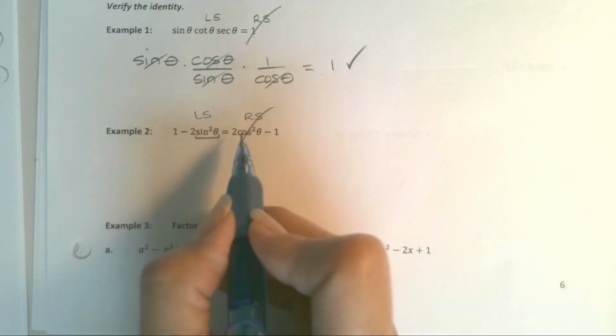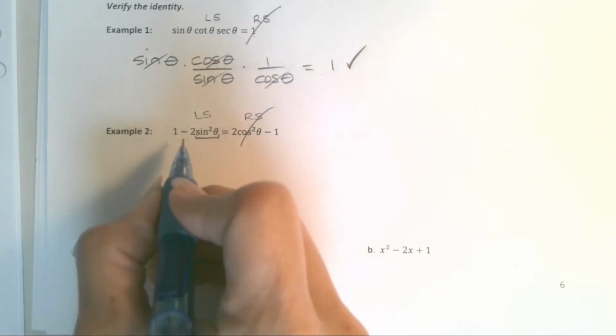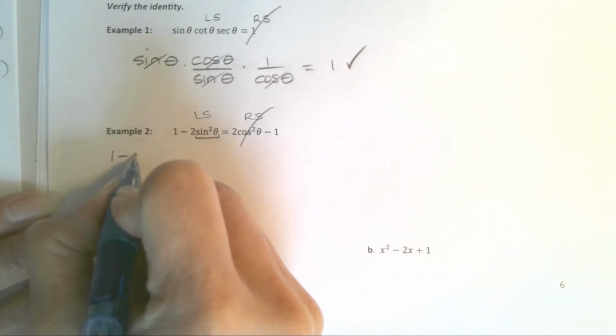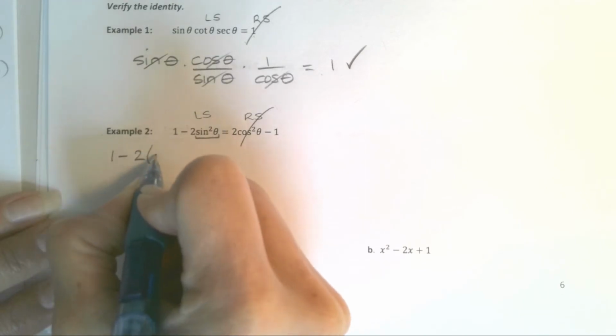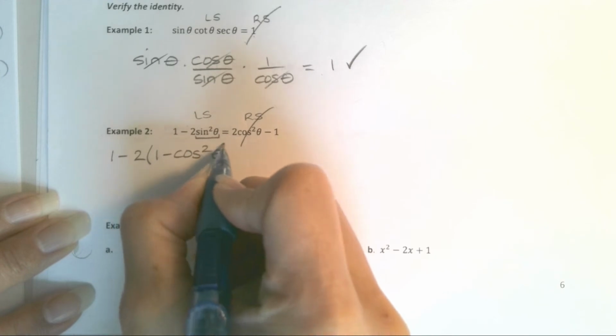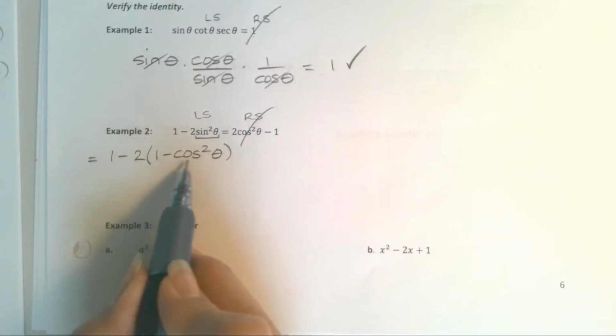Very good. My final answer has nothing with secant in it. So why am I going to use it? Don't use it. So let's substitute. So I'm going to bring down my 1 minus 2 times 1 minus cosine squared theta. So I'm substituting sine squared with 1 minus cosine squared theta.